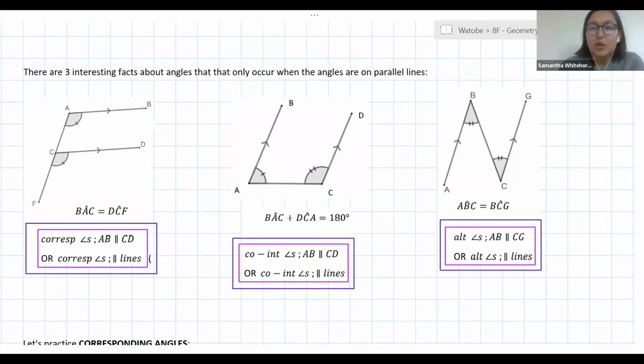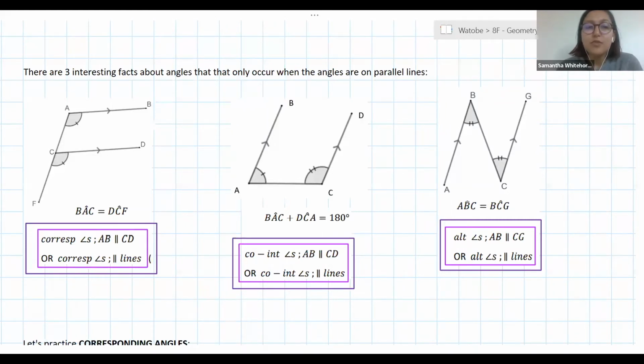So it's basically we're looking for some sort of F shape in our diagram that's created with parallel lines, which refers to corresponding angles. The U shape that we try and look out for refers to co-interior angles. And then the N shape, or sometimes it's on its side, so it looks like a Z, that shape refers to alternate angles. Now we're going to do a little practice of each of these so you can see how each of these can be presented to you.